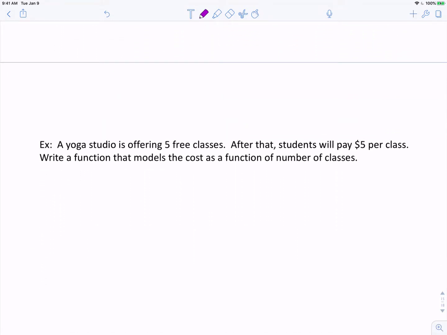Example: a yoga studio is offering 5 free classes. After that, students will pay $5 per class. Write a function that models the cost as a function of the number of classes. So x is going to represent the number of classes that a student takes. And so we'll write a function, we'll just call it f, that models how much is going to be paid.